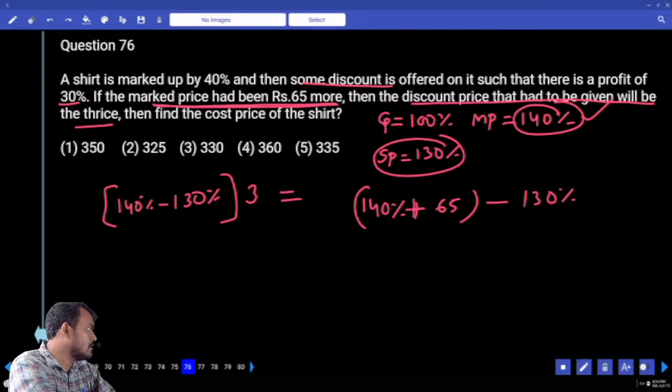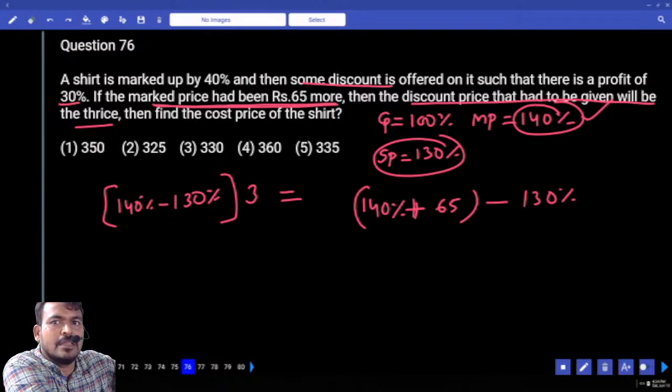What is the left hand side? Market price minus selling price. We get the discount. That is how many times? 3 times. That 3 times value equals the new discount. New discount means new market price minus selling price.